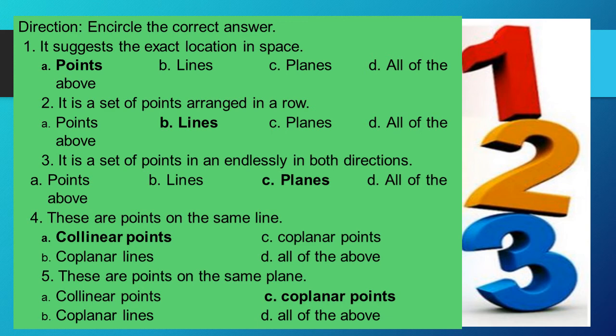Collinear points. Number 5. These are points on the same plane. Look at this one. Points on the same plane. We are talking about points. So the answer is letter C, coplanar points.